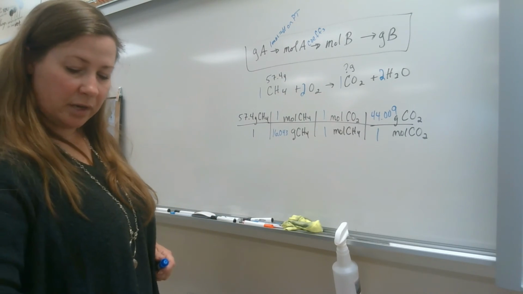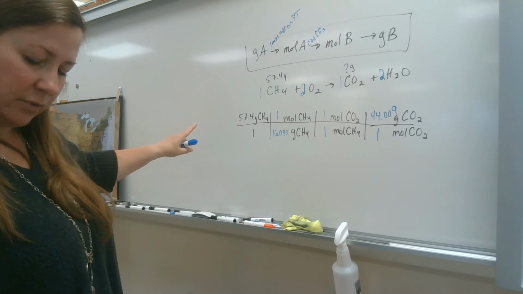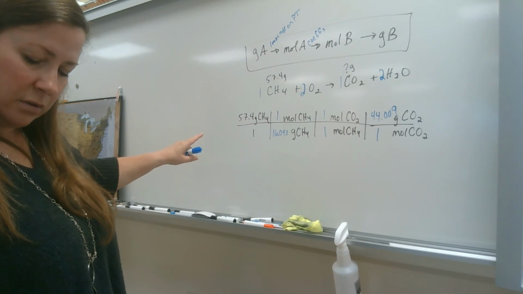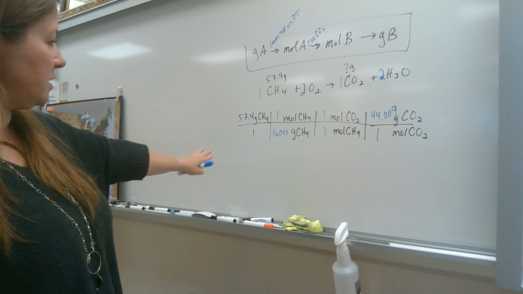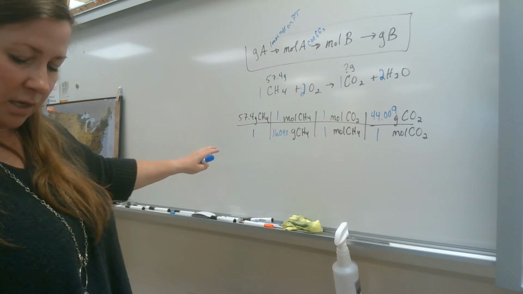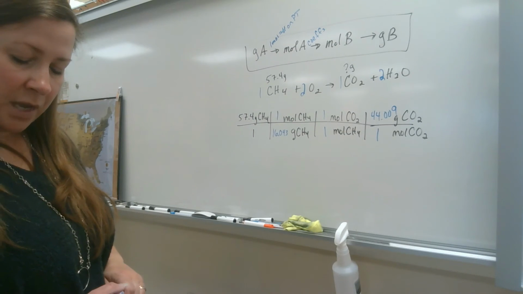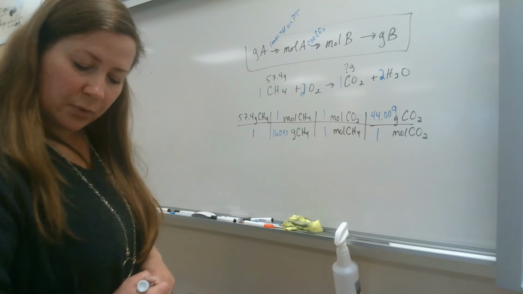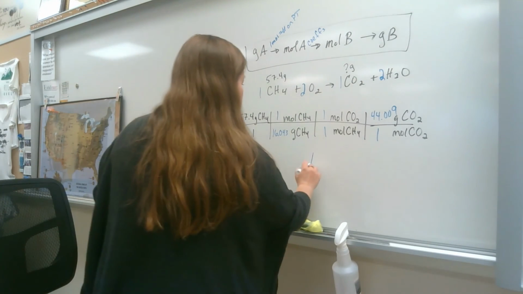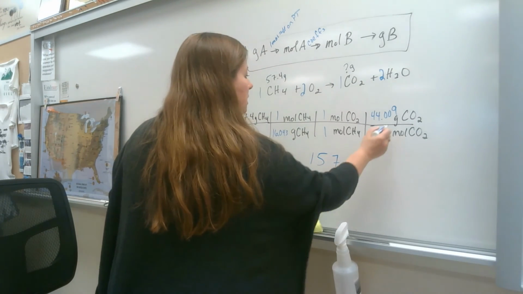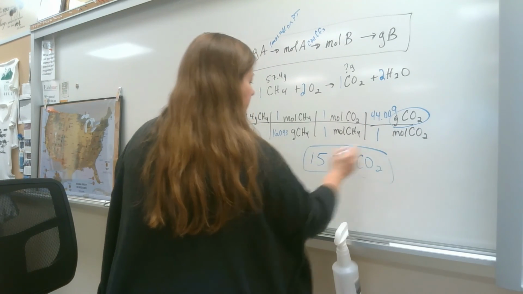So now I have all my numbers in the correct spot and all my units in the correct spot, and I'm ready to do my math. So I'm going to take 44.009 times 57.4, and that's my top number, and then I'm going to divide that by 1 times 16.043 times 1, which is my bottom number there. And I get 157.459, and again we're going to round for 3 sig figs, so we'll just call this 157. And my unit will be grams of CO2.